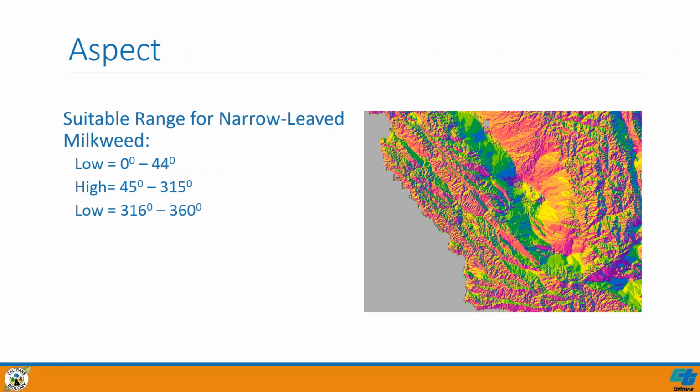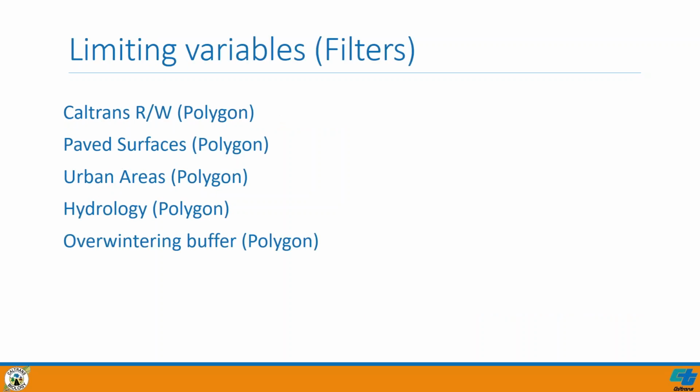All right, aspect was also included, as I mentioned, and essentially the high suitability areas for narrowleaf milkweed are really any aspect other than north facing. North facing would just be too shaded. So the model weights the other aspects higher. All right. So the model combines those variables in a fairly complex model formula.